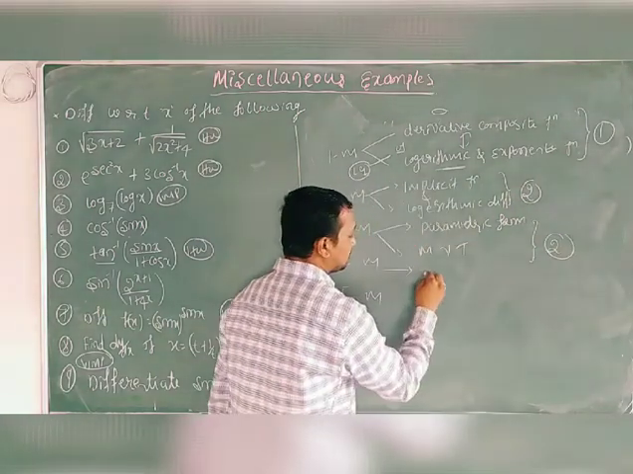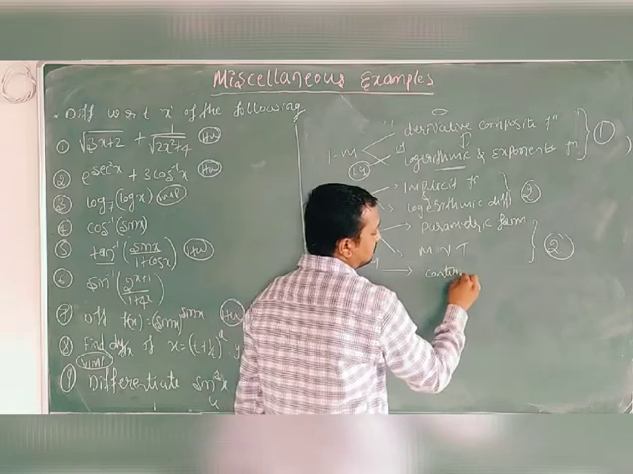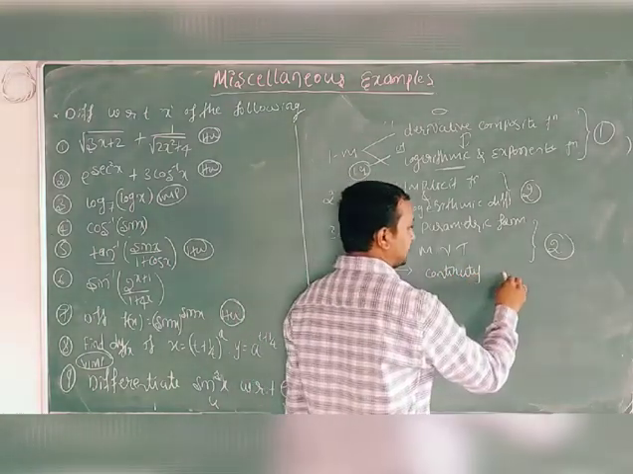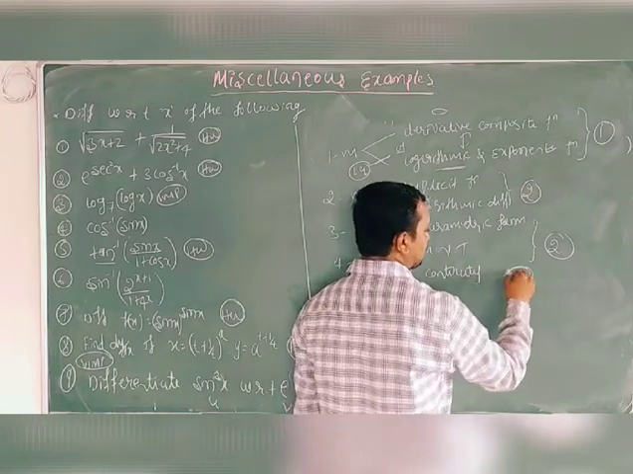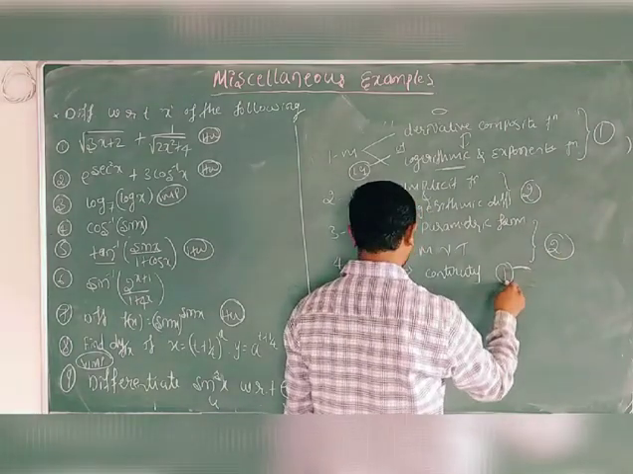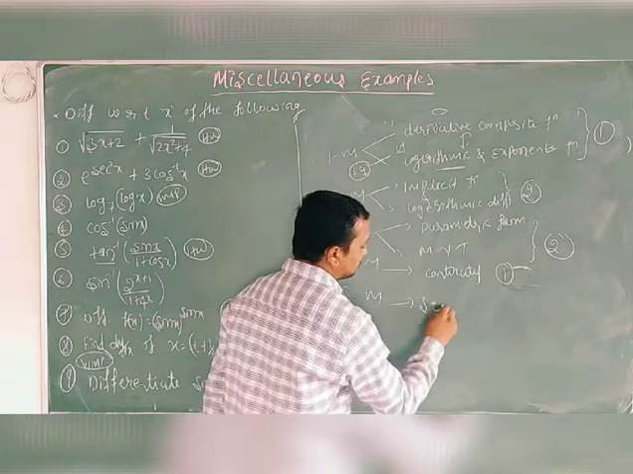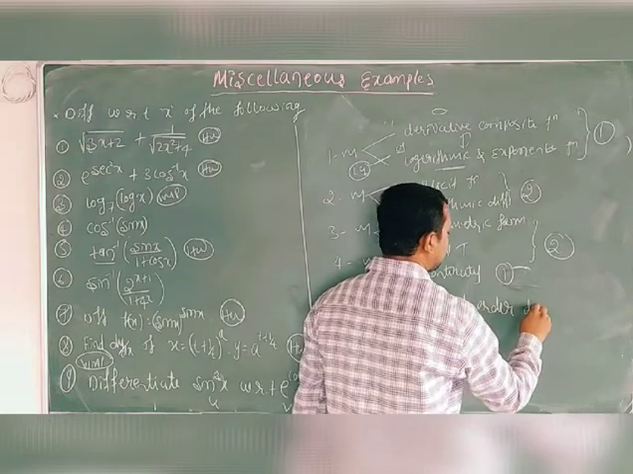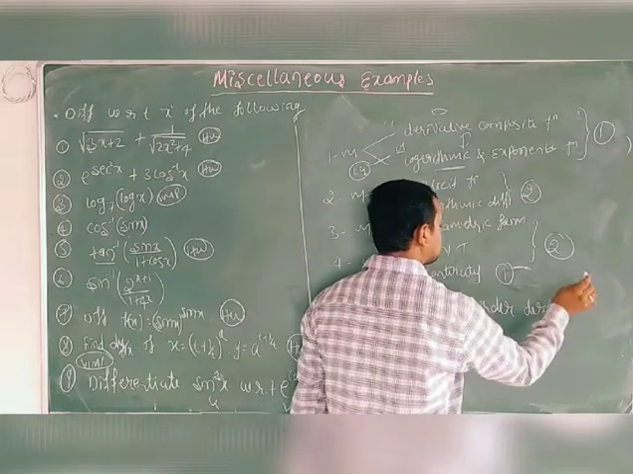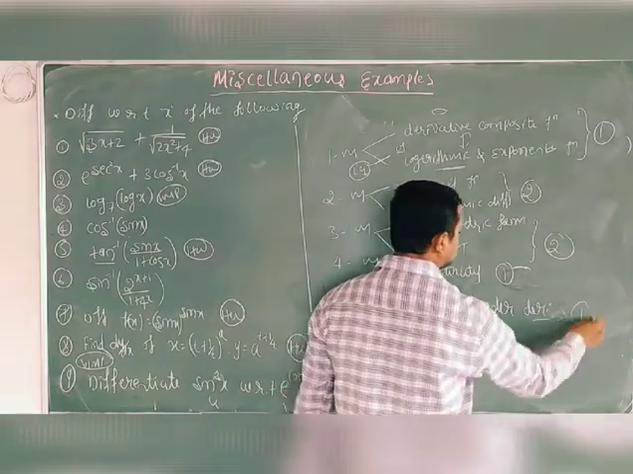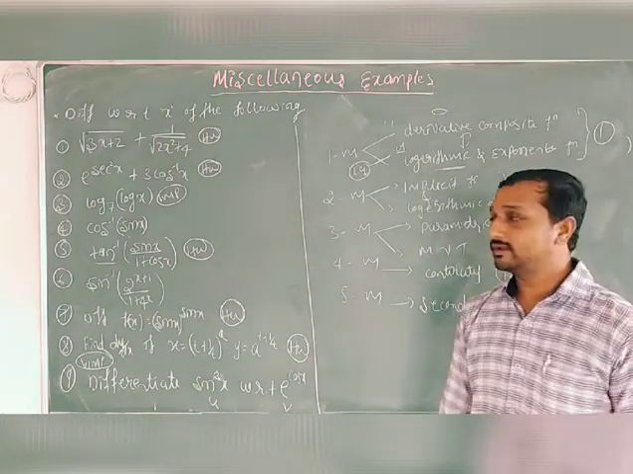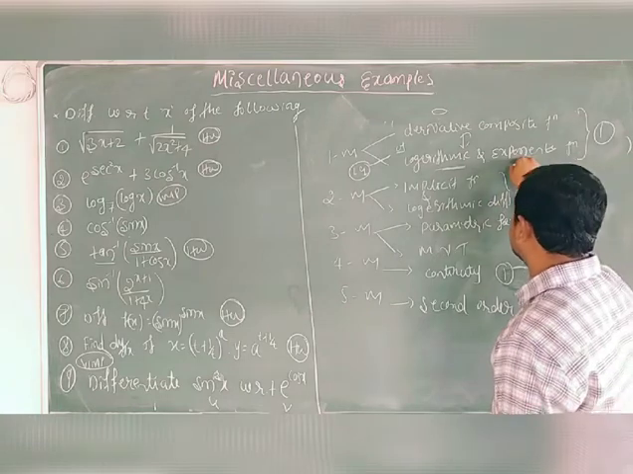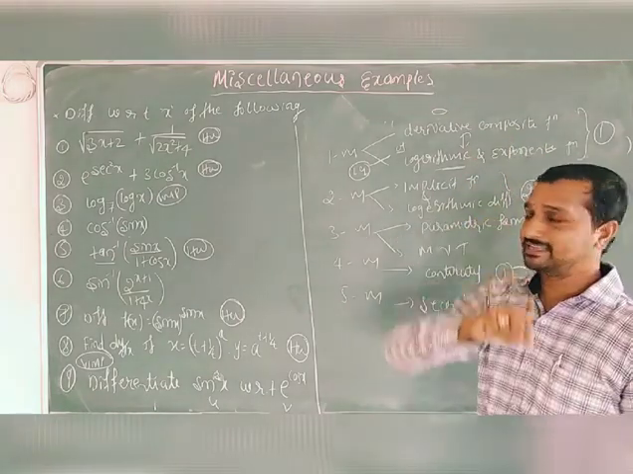And continuity, with simple examples, is for 4 marks. And second order derivative is for 5 marks. So I already told you that the 1 mark question is from derivative of composite function and logarithmic exponential function together, 1 question. Very easy part.